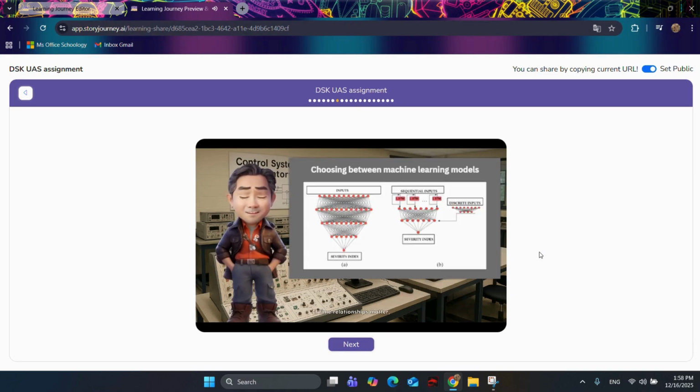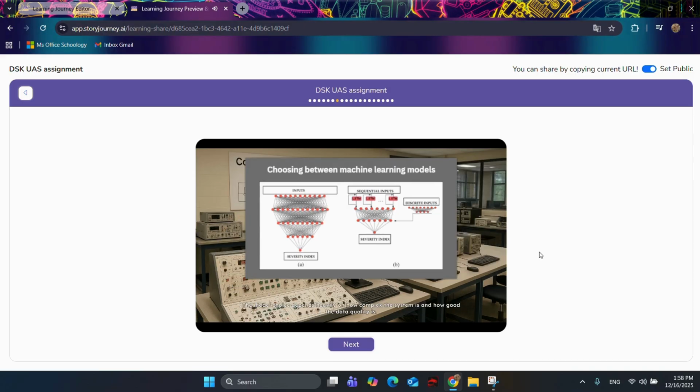Correct. If time relationships matter, choose a model with memory like a recurrent neural network, or RNN. If it's simpler, a multi-layer perceptron, or MLP, works too. The model choice depends heavily on how complex the system is and how good the data quality is.